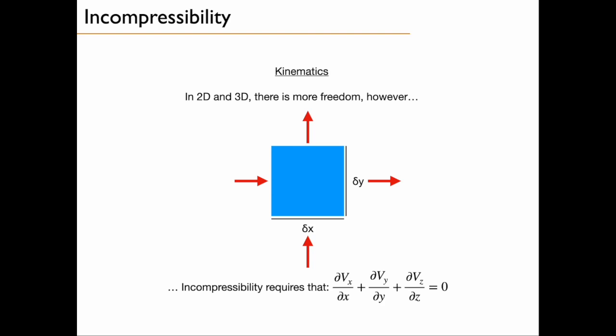But in 2D and 3D, there is more freedom. If you consider inflow and outflow in the vertical direction, you have more possibilities to vary the different values on the sides of this infinitesimal volume. What matters here is that for incompressible flow, the condition of incompressibility should be respected, such that dvx dx plus dvy dy plus dvz dz should sum up to 0. There is no net change of mass.